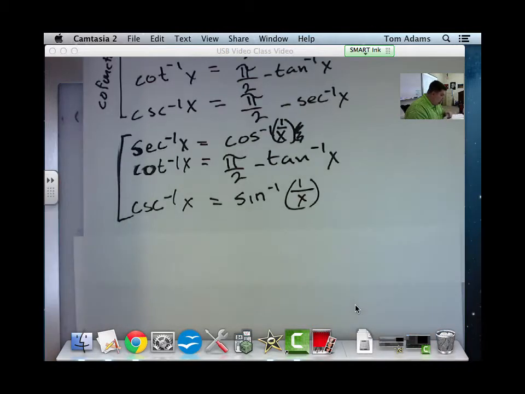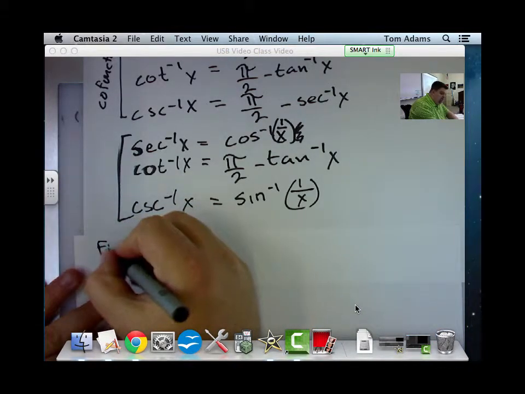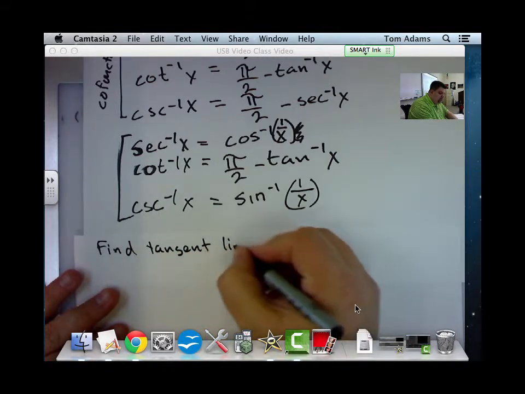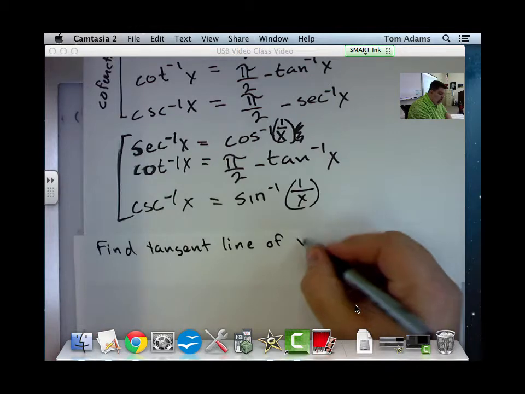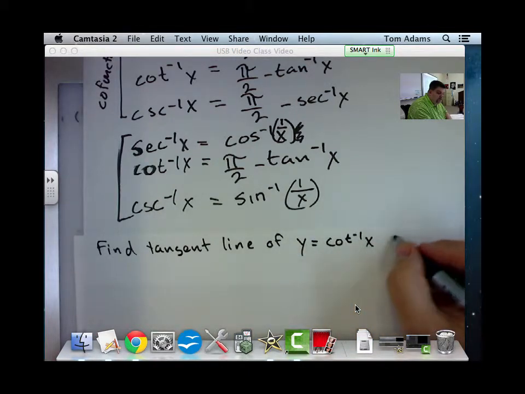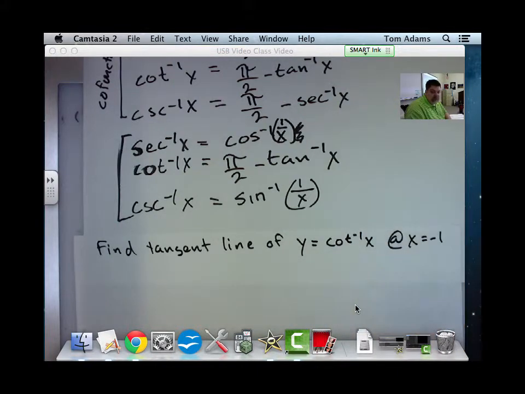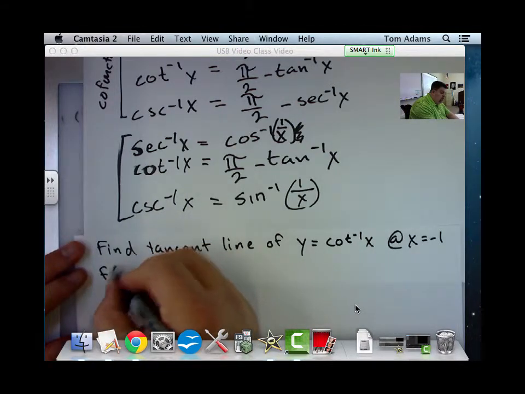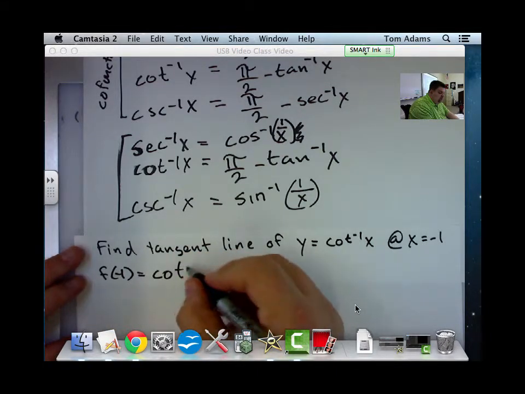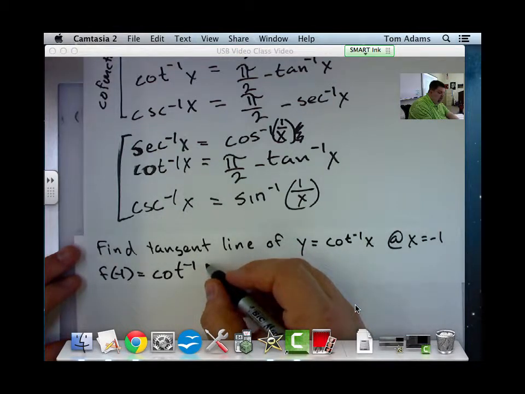So what we're asked to do is find the tangent line of y equals cotangent inverse of x at x equals -1. Well, now to do that, I need the slope and I need a point. So let's do the point. The point is evaluated at -1, which is cotangent inverse evaluated at -1.